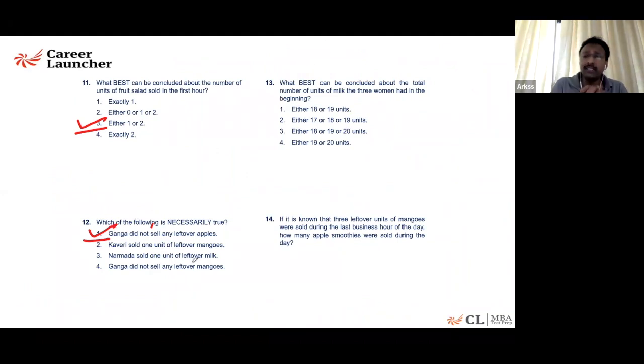This is an interesting question. What best can be concluded about the total number of units of milk the 3 women had in the beginning? So we are assuming that they will buy everything and then sell it in the next 4 hours. So let's look at it. 18, 19, 20. How many milk are there?